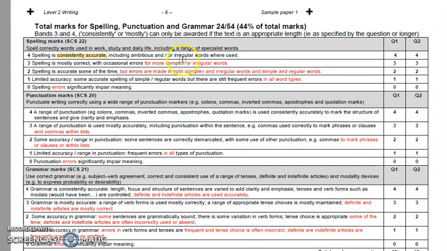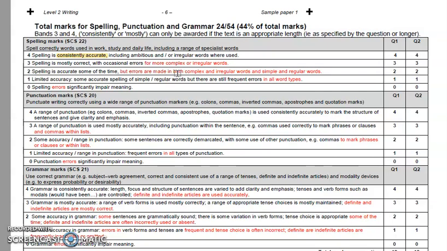Ambitious and/or irregular words where used, so it's always a good idea to have a go. If you've got a choice between writing using a word that you don't quite know how to spell but is much better and a bit more ambitious, use that, because you'll pick up marks for that in other areas.